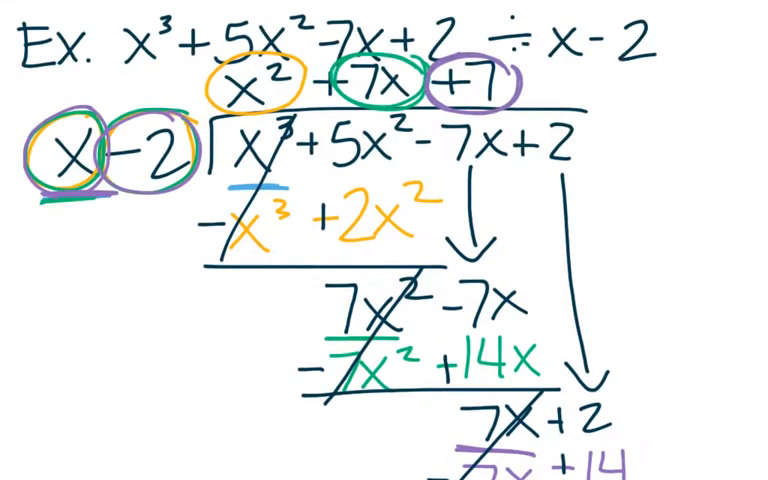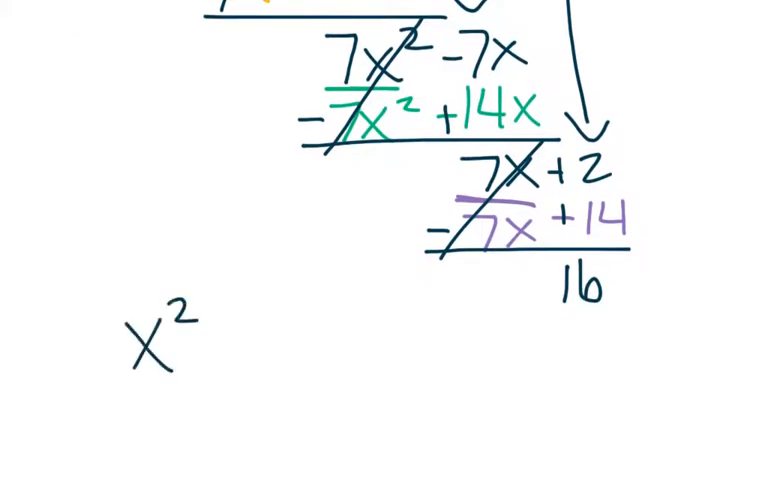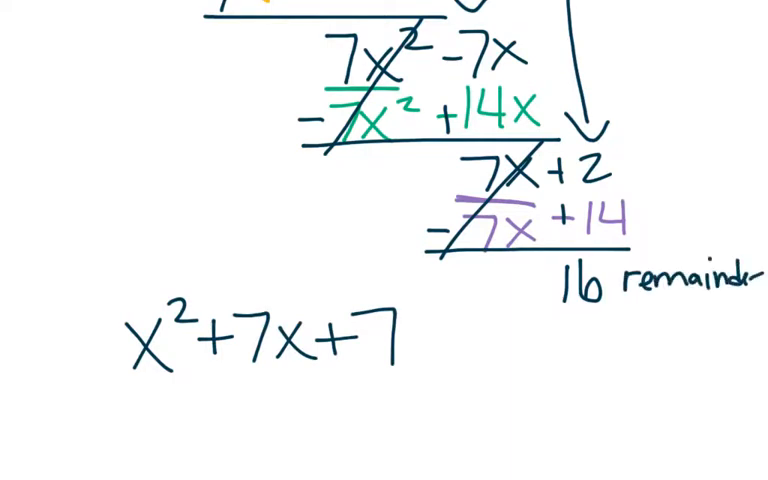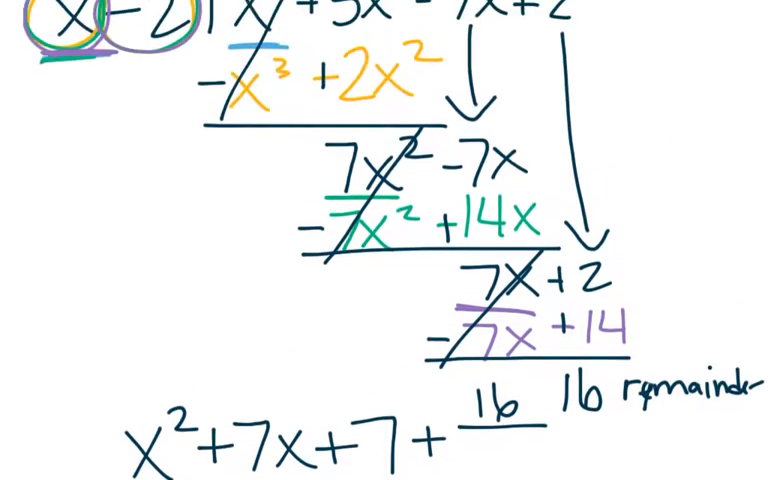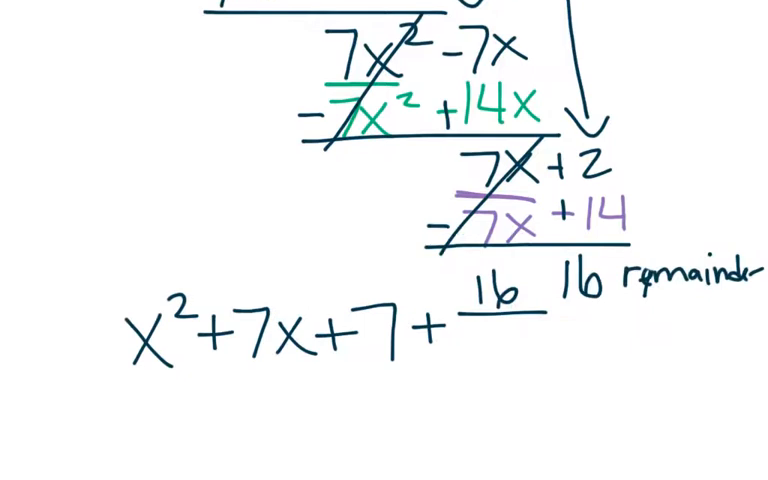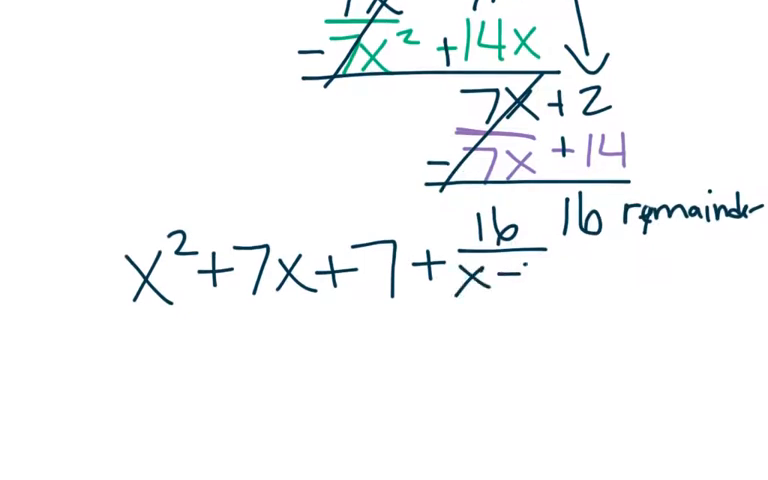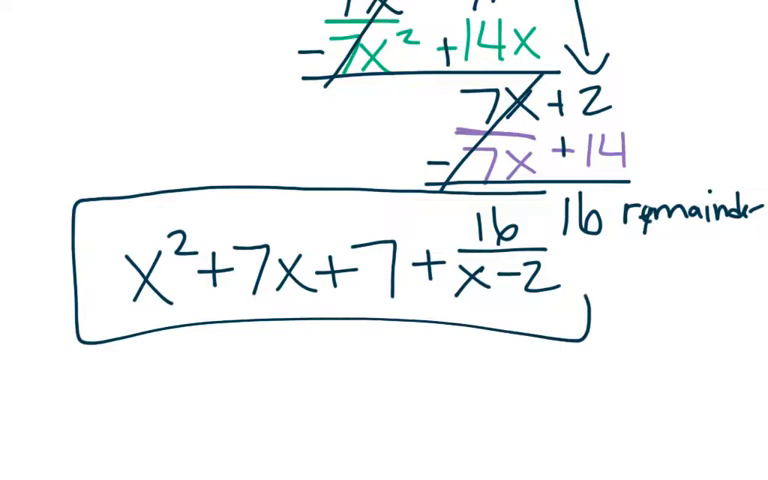So our answer is up here, x squared plus 7x plus 7. 16 is our remainder, but the way we write remainders, plus 16 divided by, you just write what you were actually dividing by. And you were dividing by x minus 2. So 16 over x minus 2. There's your final answer. Looks a little weird, but it's the same steps of long division that you learned a long, long time ago.